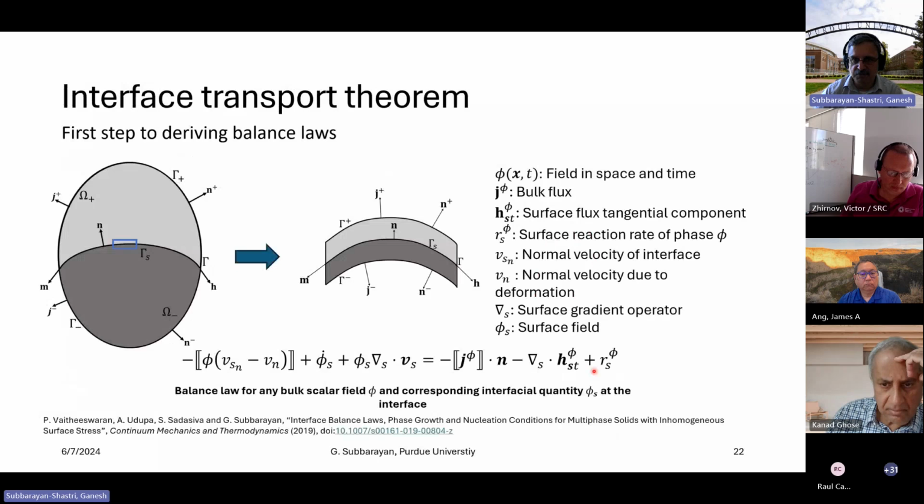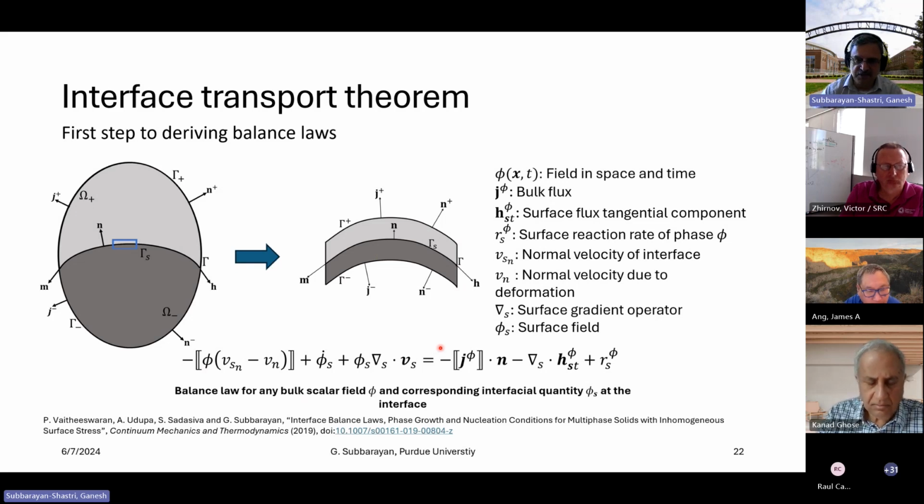So for all of that, you need what is called an interface transport theorem. It's the first step to deriving the balance laws. I won't go through in detail what this is. It's all published work from our group. But essentially what this does is take a small region in the interface, collapse that interface into what's called a pillbox, and account for what's coming in and what's going out and what's staying on the surface.